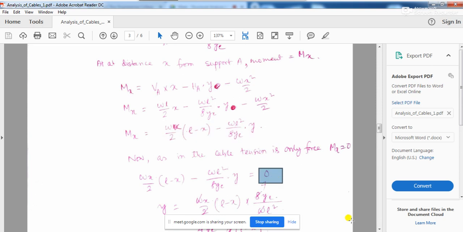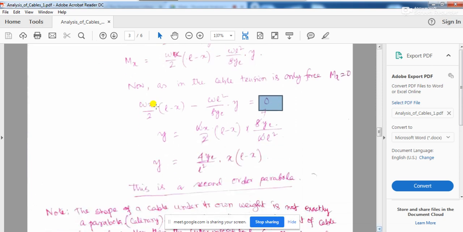Now what we are getting from this: W into x by 2 into (L minus x) minus W L squared by 8YC into y, exactly the same as this part I have written here, equal to 0. So if I simplify it, what will be the value of y? y will be equal to W x by 2 into (L minus x), and this 8YC will go to the other part, the numerator. So it is 8YC by W L squared.